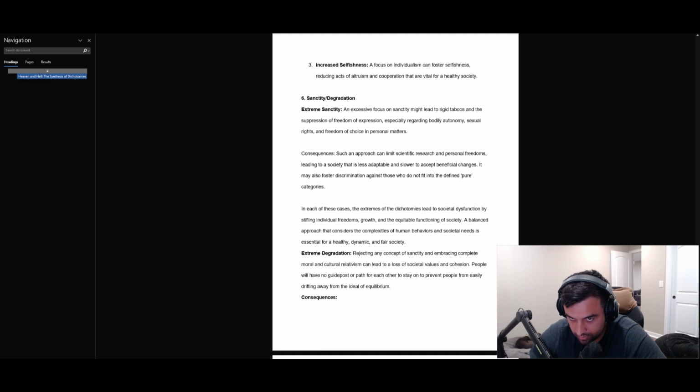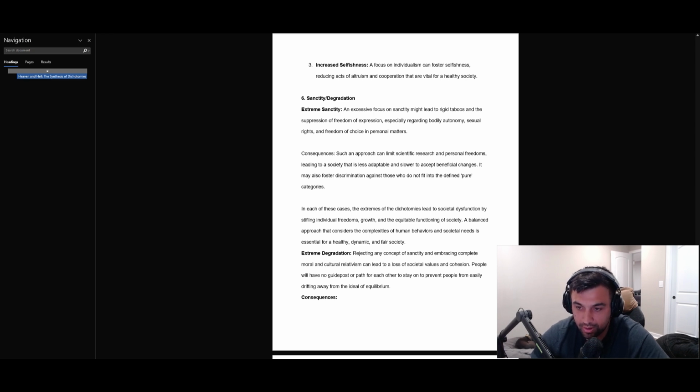Okay. Sanctity and degradation: excessive focus on sanctity may lead to rigid taboos and the suppression of freedom of expression, especially regarding bodily autonomy, sexual rights, and individual freedoms of choice in personal matters. Consequences of such an approach can include limits on scientific research and personal freedoms, leading to a society that is less adaptable and slower to accept beneficial changes. It may also foster discrimination against those who do not fit defined pure categories.